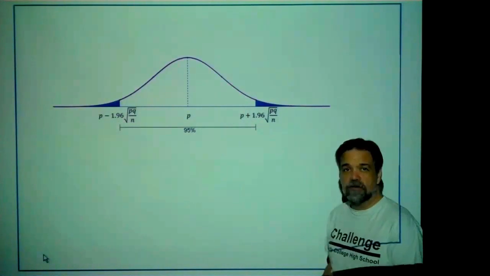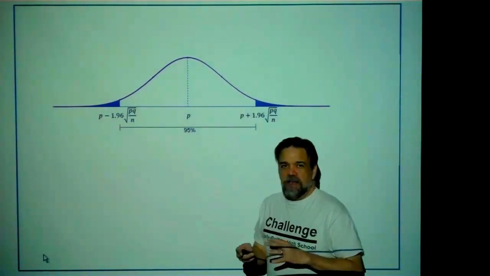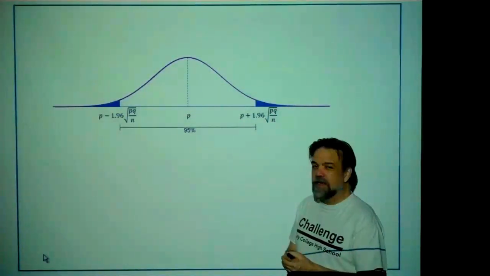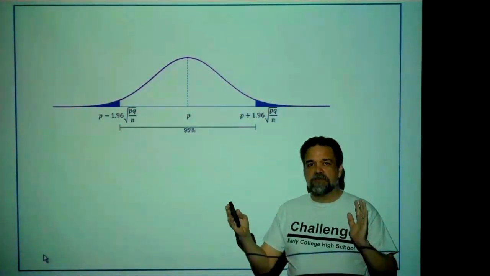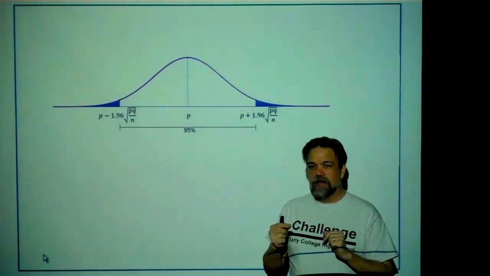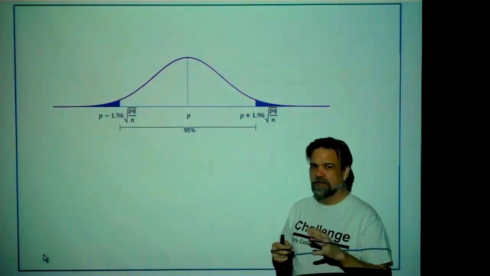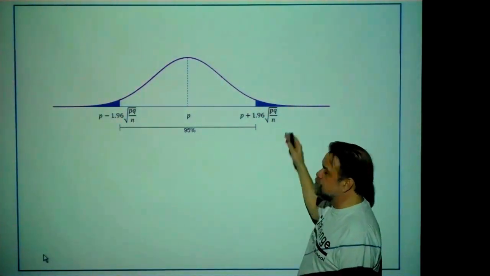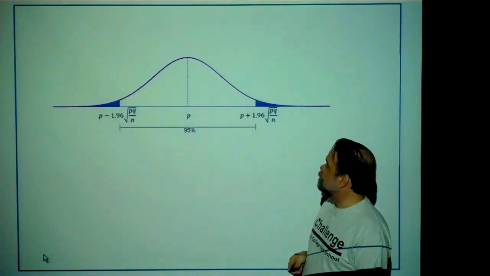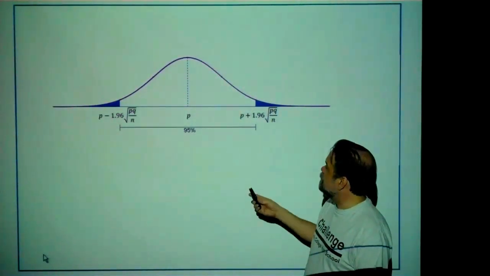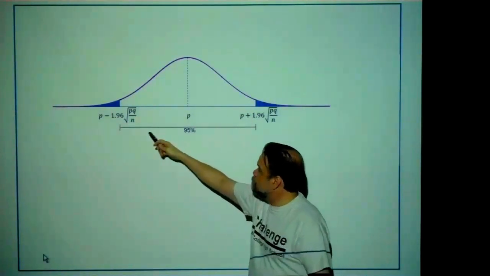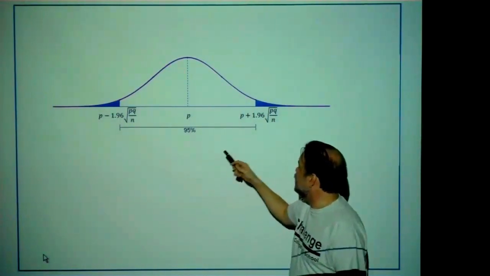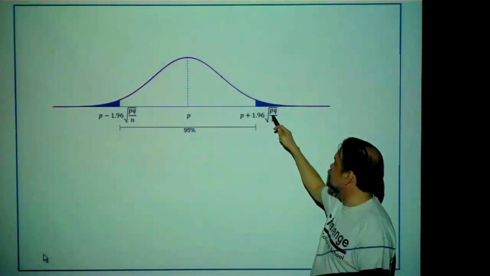So now it's time to actually start crunching some numbers. So let's look at what we have here. I want an interval that I'm 95% confident that the actual proportion is inside that interval. Okay, and I said that weird, but I'll clarify in a second. So let's look at the distribution of p hat. I know that p hat is between p minus 1.96 times the square root of pq over n and p plus 1.96 times the square root of pq over n.